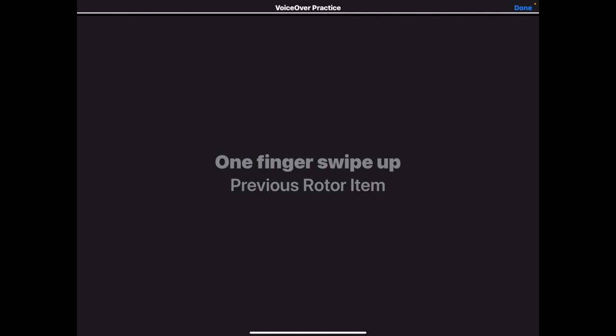One finger swipe up, previous rotor item. One finger swipe down, next rotor item. One finger swipe right, move to next item. One finger swipe left, move to previous item. And it's as simple as that. You can practice all the gestures right here. You're prepared to use VoiceOver when it's turned on.